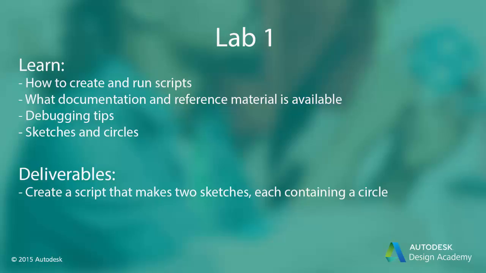What are the lab outcomes and what you'll be able to accomplish by the end of each lab. So for lab 1, you're going to learn how to create and run a script, or the file that contains your code. You're also going to learn about documentation and reference material that's available to you. You're going to learn about debugging tools, as well as how to start your code, create a sketch, and create some circles using code. And by the end of lab 1, you will be able to create a script that has 2 sketches with some circles inside it.